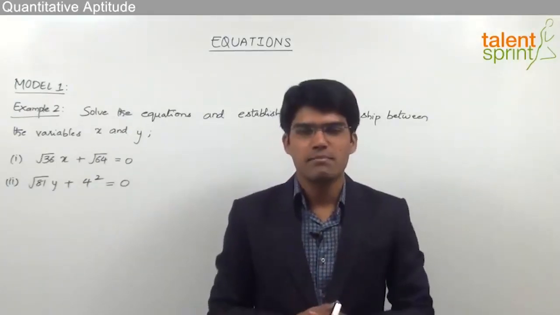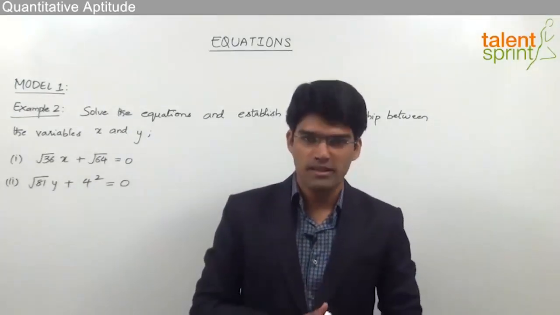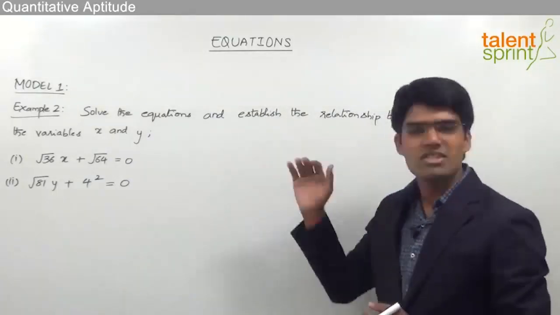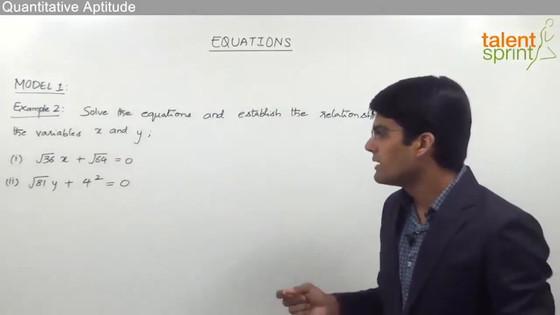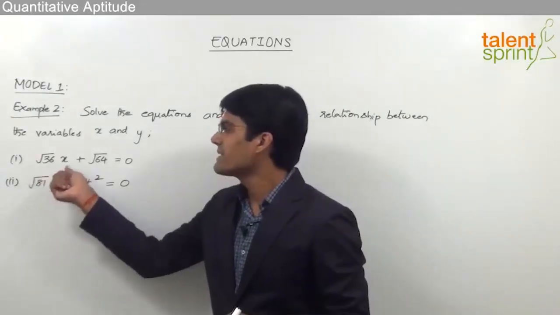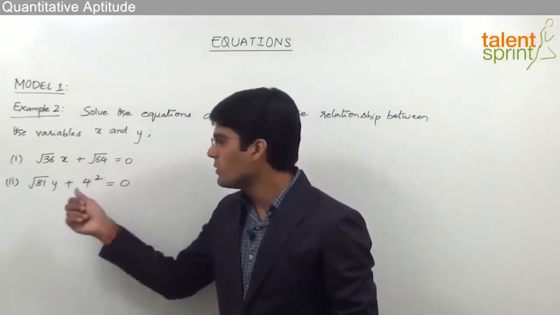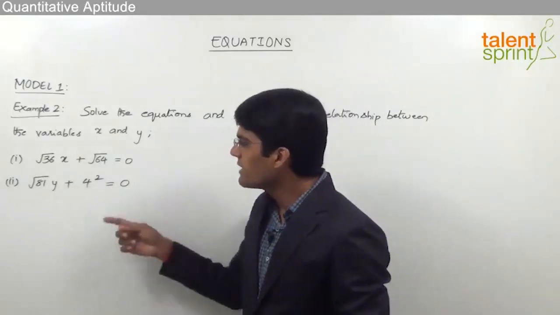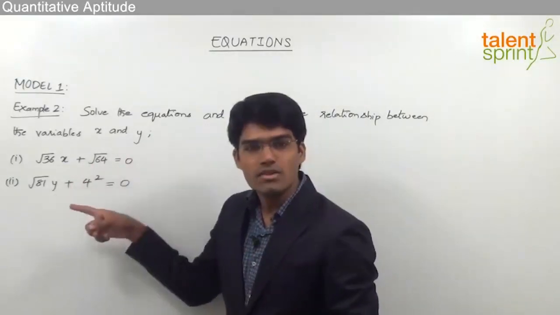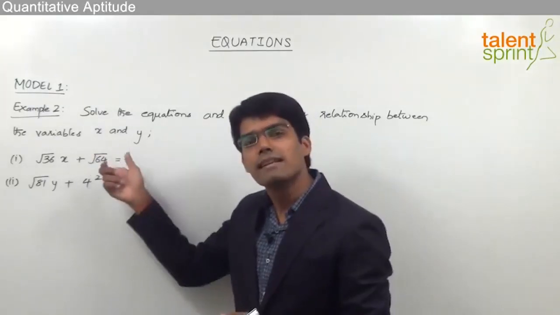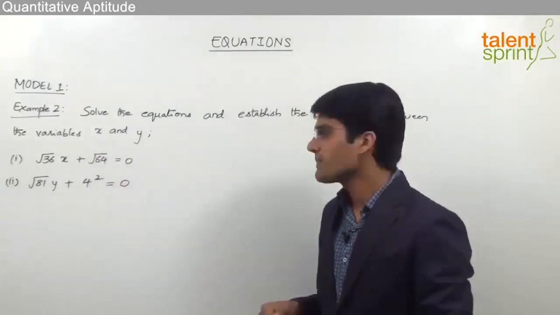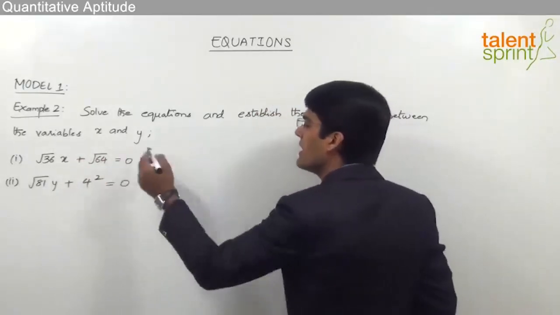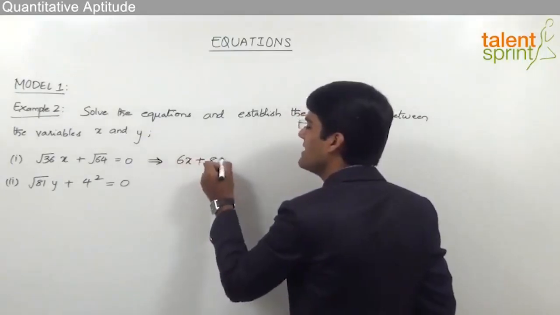Let us now take the second example from model 1, which is based on solution of linear equations. The question here is solve the equations and establish the relationship between the variables x and y. And the two given equations are root 36x plus root 64 equals to 0 and root 81y plus 4 square is equal to 0. So as you can observe here, these equations are linear equations in only one variable. So we can directly get the values of x and y from each of the equations. Now the first equation here, that is root 36x plus root 64 equals to 0, can be simplified as 6x plus 8 equals to 0.